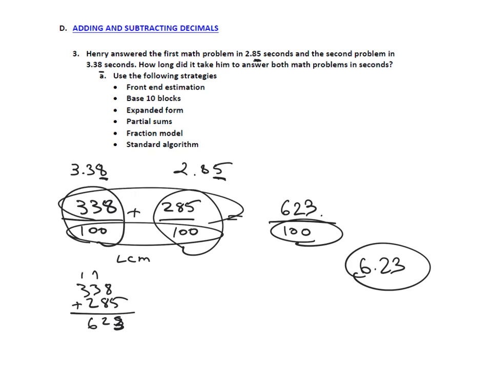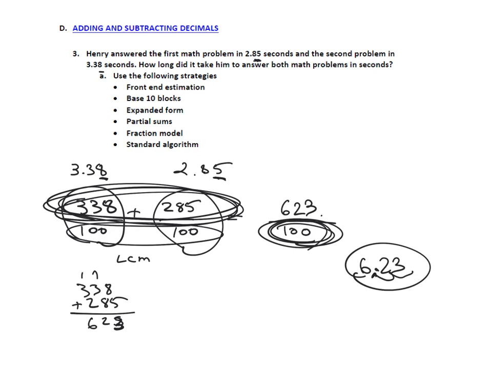So you're really just adding the whole numbers at that point. But then in the end, you've got to divide by 100, which causes the decimal point to move 2 to the left, because once you add these two numbers together, the decimal is to the right of the ones place.